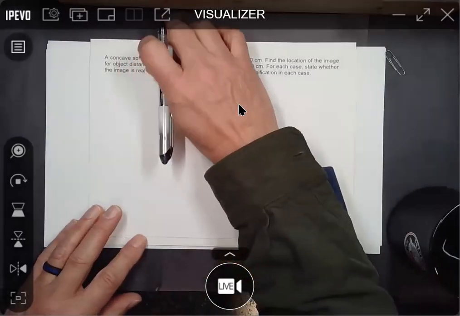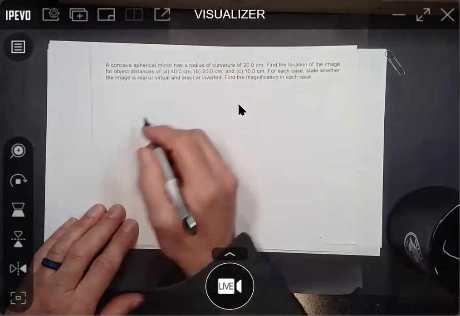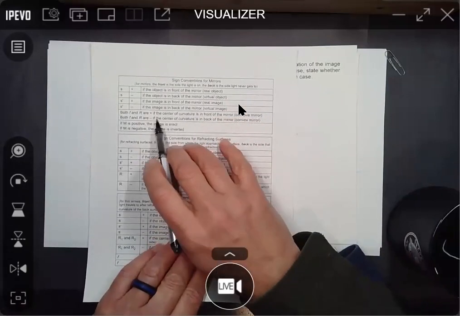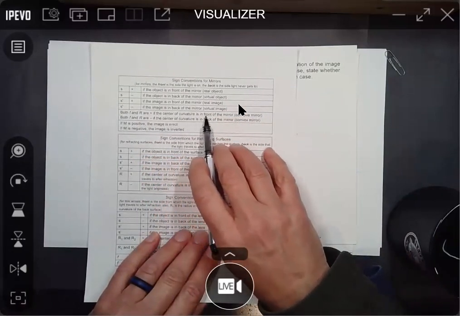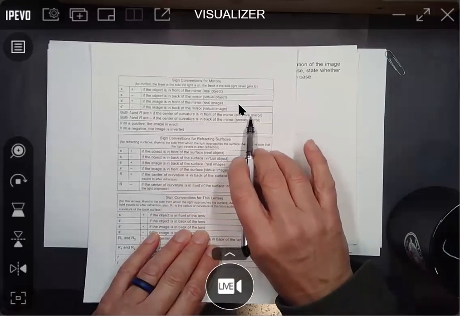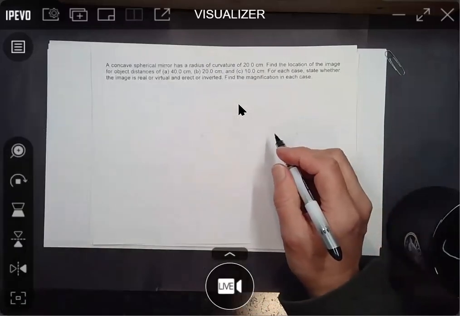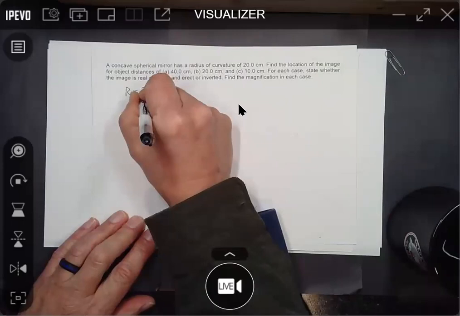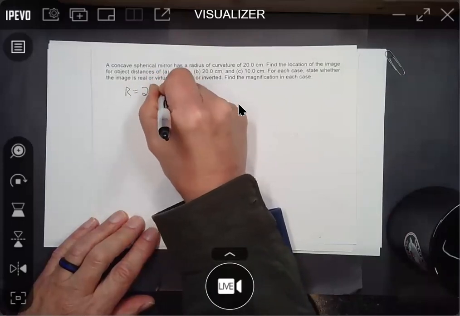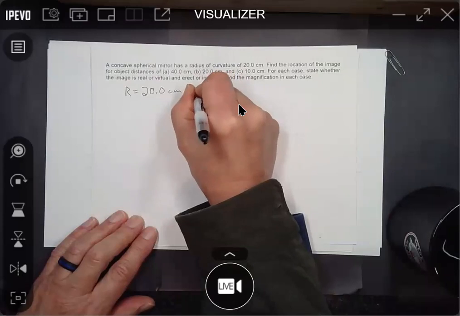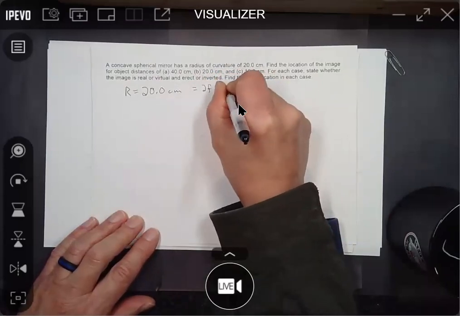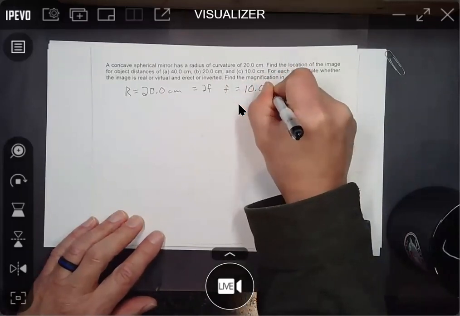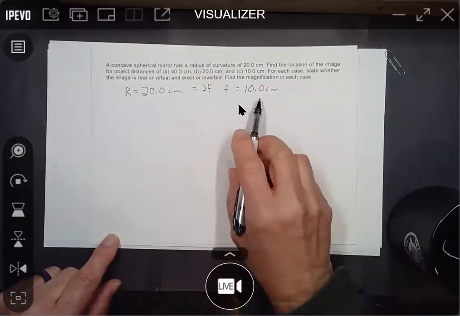Okay, so make a note of that. It's also concave, which means the radius of curvature is going to be positive. If I look at my sign convention here, F and R are positive if the center of curvature is in front of the mirror, and it says it's a concave mirror, so that's one that has that. Okay, so anyway, R is going to equal 20.0 centimeters, which is twice the focal length. So the focal length is going to equal half the radius of curvature, or 10.0 centimeters. So I know those things so far.